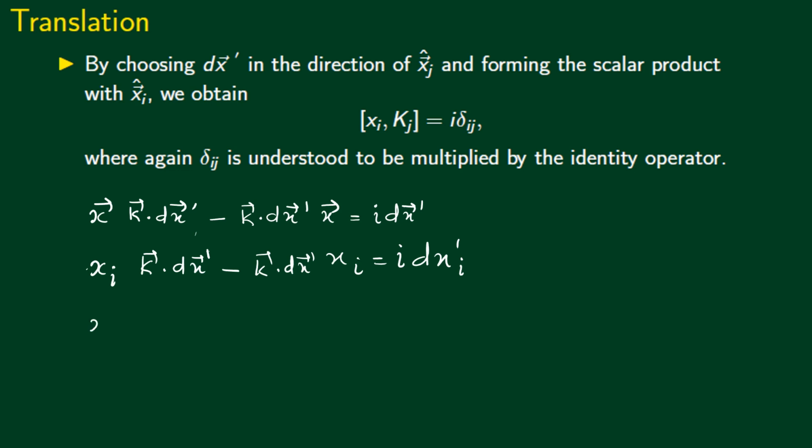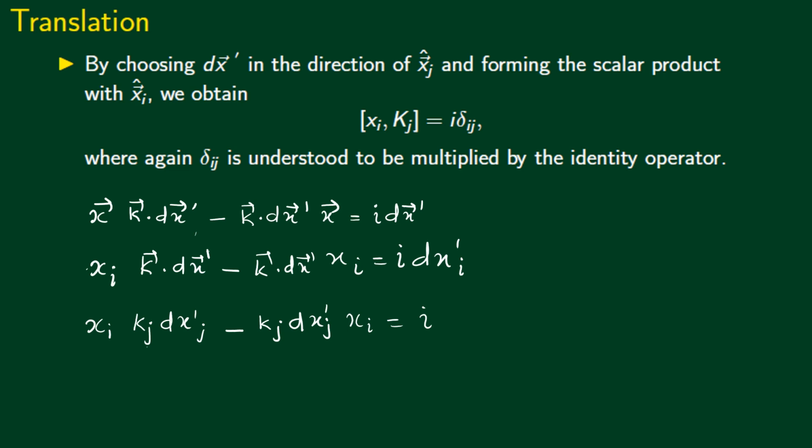Okay. Now I can further write this as, I can use the Einstein summation convention and write this as x_i remains. This k vector dot dx vector prime can be written as k_j dx prime j. Sum over j is implied. The summation over j is implied. Okay. So this will give me k1 dx1 plus k2 dx2 plus k3 dx3, which is nothing but k vector dot dx vector prime. Okay, minus, similarly I write this as k_j dx prime j, and I have got this x_i here. This is equal to i dx prime i.